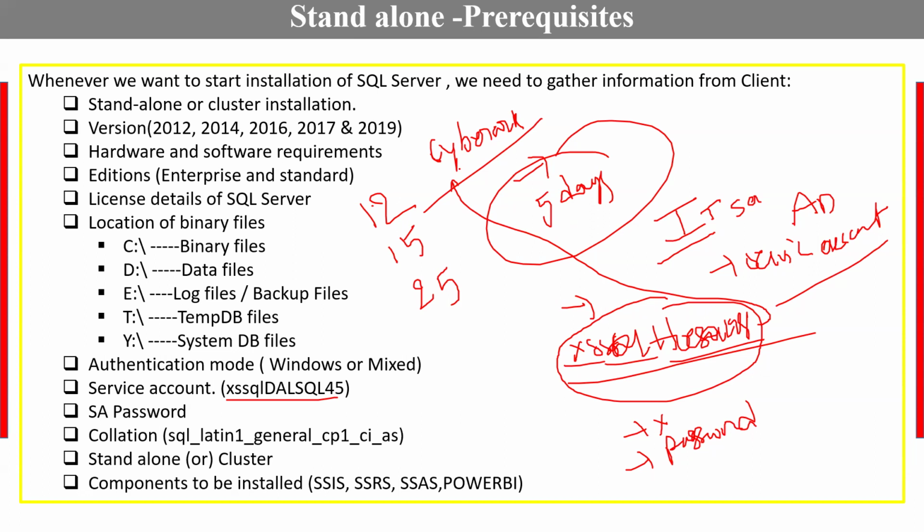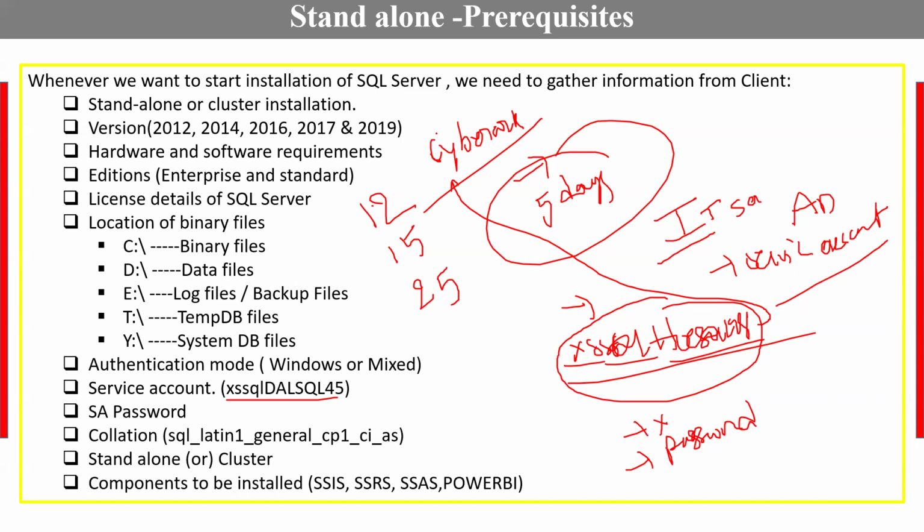This is the standard process. In most small and medium projects, they will simply share the service account. You don't need to do anything, sir. Your application team will share the service account and the password. You need to use the same service account and the same password. That's it, sir. All this work you don't need to do.